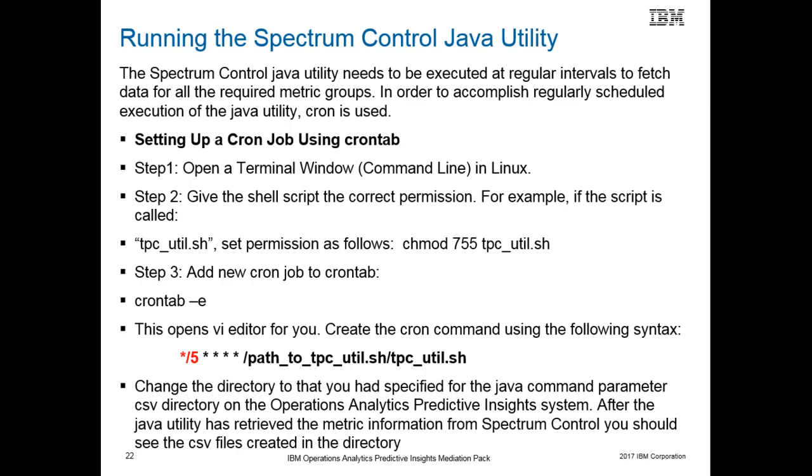The Spectrum Control Java shell script needs to be executed at regular intervals to fetch data for all the required metric groups. In order to accomplish regularly scheduled execution of the Java utility, cron is used. The steps to schedule the cron job are shown in this slide. Note that the red 5 indicates that the cron job will be run every 5 minutes. You must make sure that the correct path to execute the tpc_util.sh file is set. After the scheduled shell script has been executed, you can check if any CSV files have been created in the directory that you had specified for the Java command CSV path parameter.